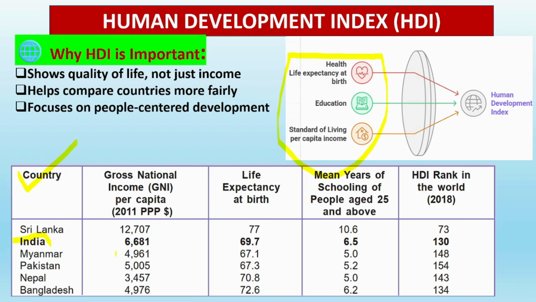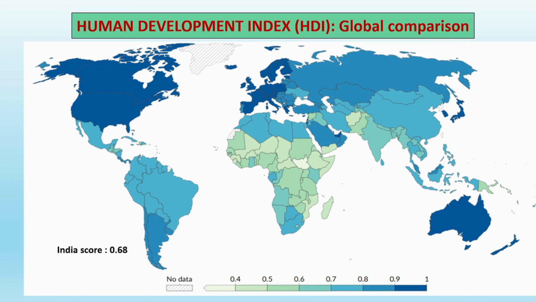The gross national income is 6,600 rupees. Life expectancy almost 70 years. Mean years of schooling 6.5 years. Human development rank over the world is 130. Now observe this map. The comparative analysis of Human Development Index globally.